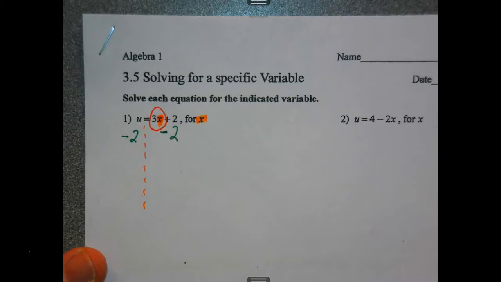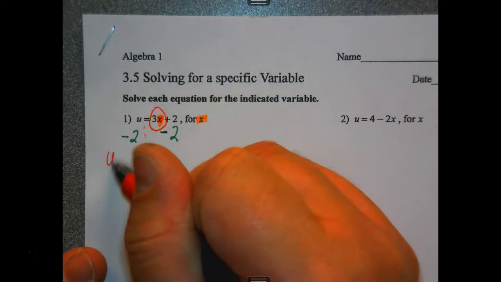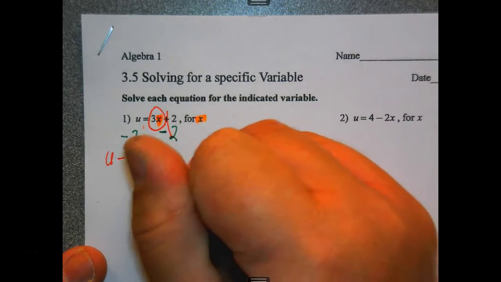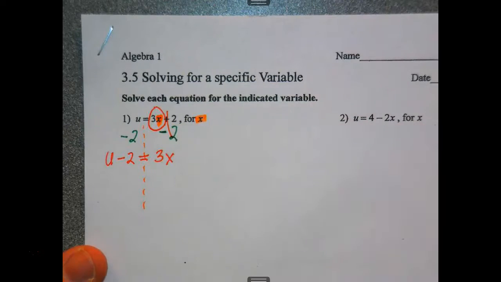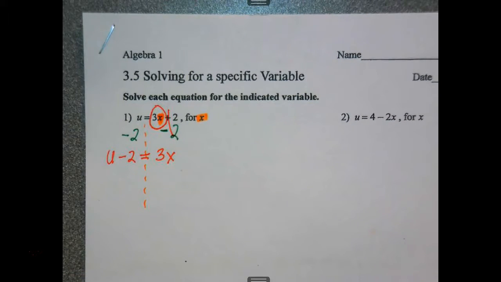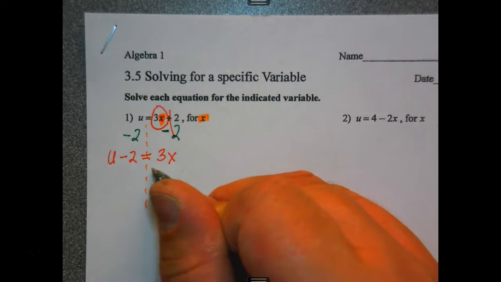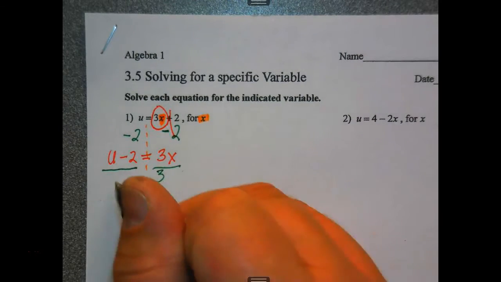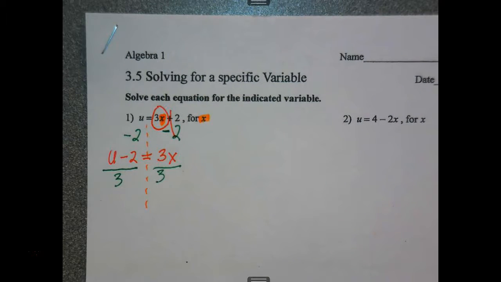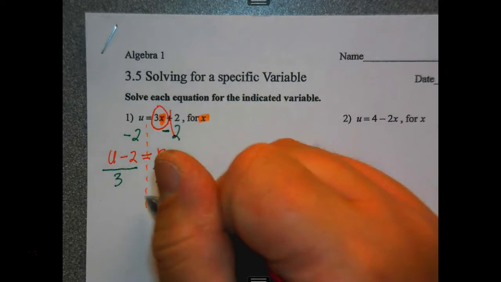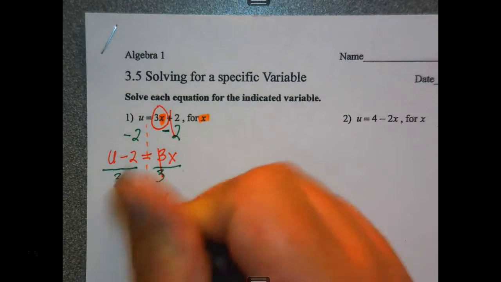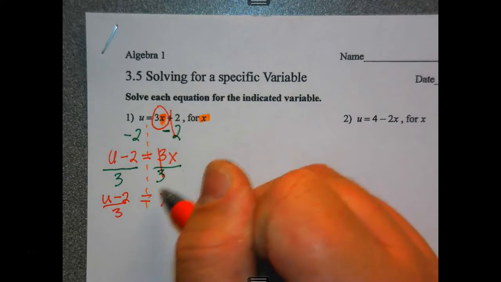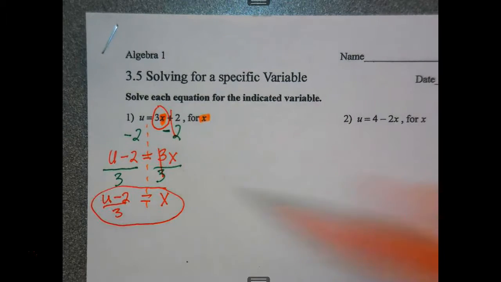All right, u minus 2. These two add up to 0. I get my 3x. And now I have to divide by the coefficient 3 to get x by itself. Again, I don't care what the other side looks like. I want to get x by itself. So I have u minus 2 divided by 3 equals x. That's my answer.